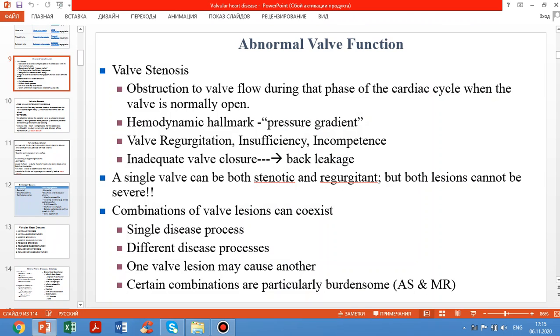Abnormal valve function. Valve stenosis: obstruction to valve flow during that part of the cardiac cycle when the valve is normally open. Hemodynamic hallmark: pressure gradient. Valve regurgitation, insufficiency, incompetency: inadequate valve closure, back leakage. A single valve can be both stenotic and regurgitant, but both lesions cannot be severe.